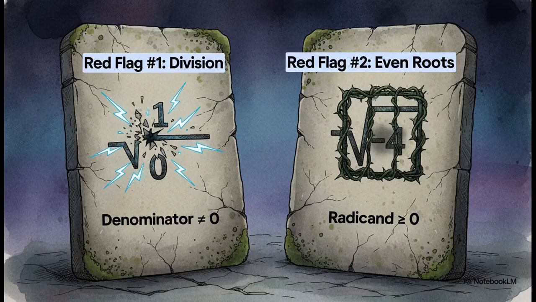Okay, here we go. These are the only two rules you need to burn into your brain for finding the domain. Seriously, think of them like the two great commandments of algebra. Red flag number 1, you absolutely cannot divide by 0. It just breaks math. So the bottom of a fraction, the denominator, it can never, ever be 0. Got it? Okay. Red flag number 2, you can't take an even root of a negative number. So like a square root or a fourth root. The stuff inside that root, we call it the radicand, has to be 0 or something positive. And that's it, I promise, just those two rules.